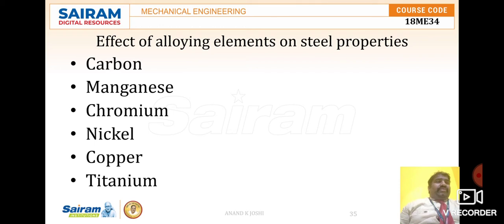Initially, the first alloying element of steel is carbon. What are its properties? Carbon is the most important alloying ingredient of steel, because it has a direct effect on the physical properties of steel. Considering the amount of carbon content, which forms the factor for the difference between steel and cast iron, steel with low carbon content has properties similar to iron: soft but easily formed.